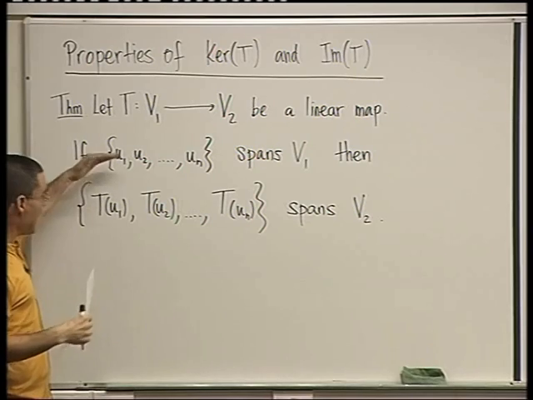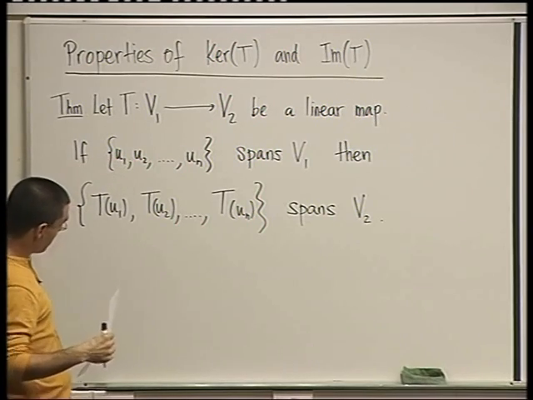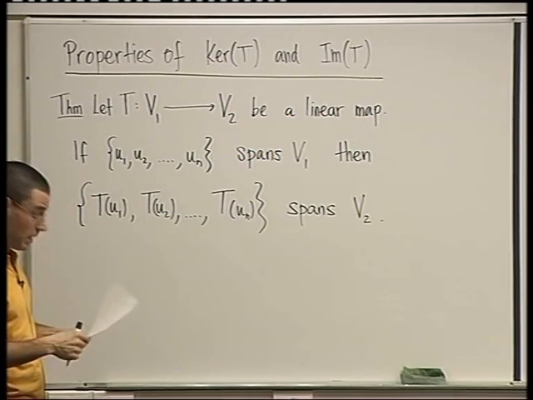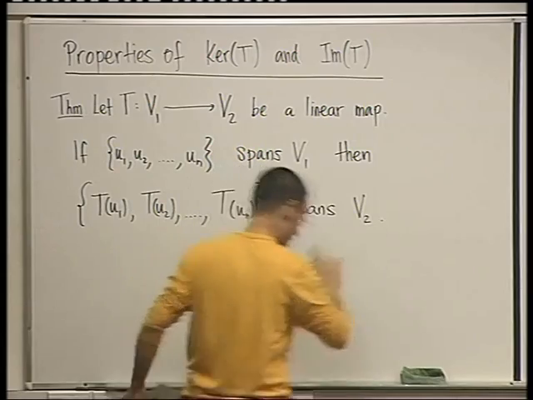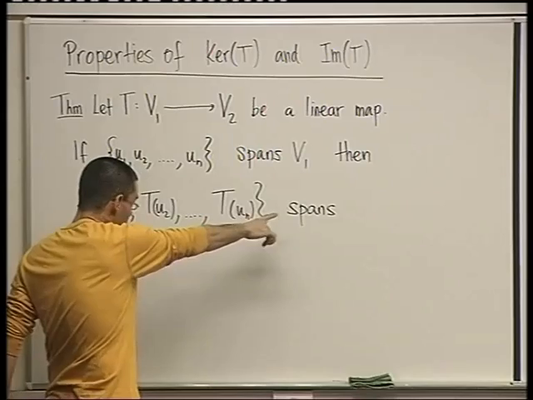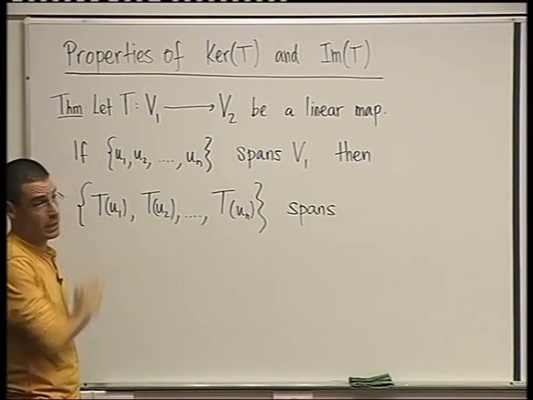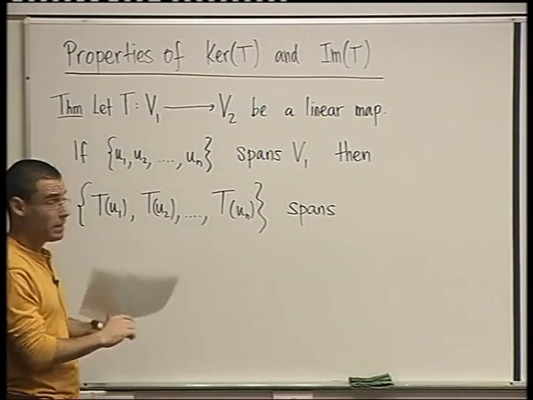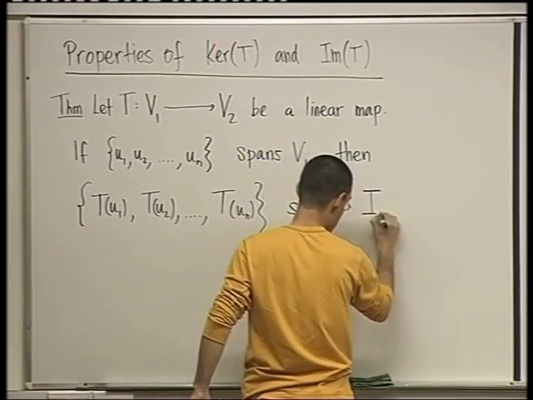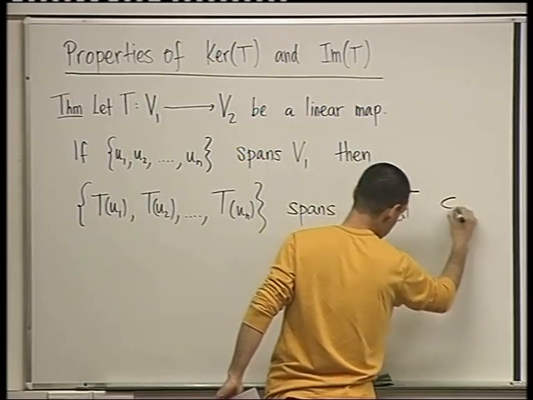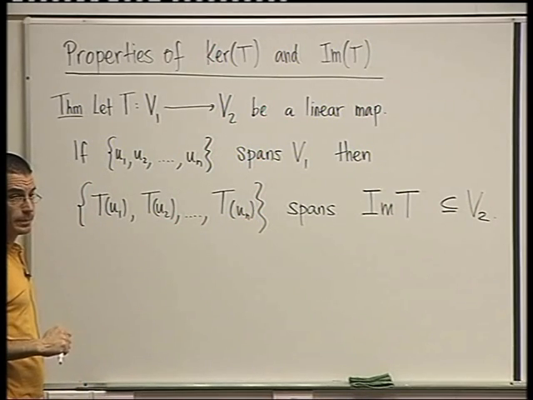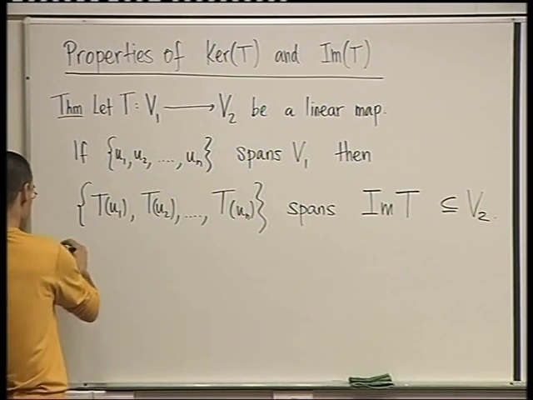Okay? So if you take a spanning set and send the guys in the spanning set through T, you get a spanning set for the range. For the image. Oh, mistake. Not V2. Fix this. They don't span V2. There's no chance for them to span V2 unless T is onto, right? They can only span what's obtained by T. They span the image of T, which is a subspace of V2. Good? Okay, let's prove this.